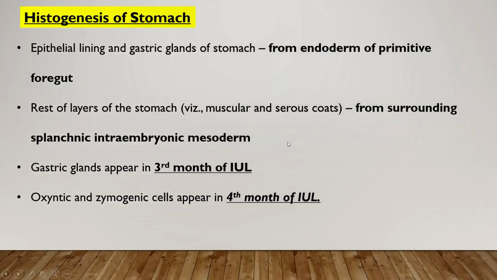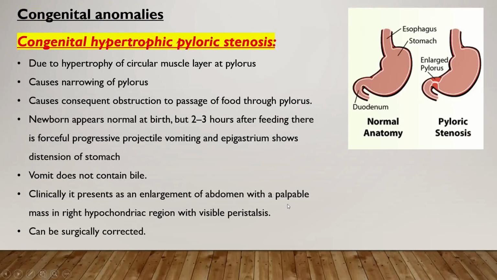Now, histogenesis of stomach. Epithelial lining and gastric gland of stomach develop from the endoderm of the primitive foregut. Rest of the layers of the stomach, that is muscular and serous coats, are developing from the surrounding splanchnic intraembryonic mesoderm. Gastric glands appear in third month of intrauterine life. Oxyntic and zymogenic cells appear in fourth month of intrauterine life.